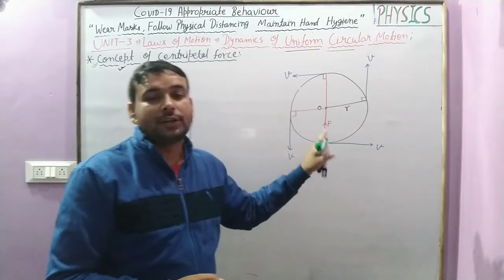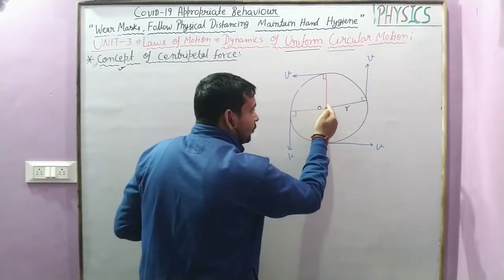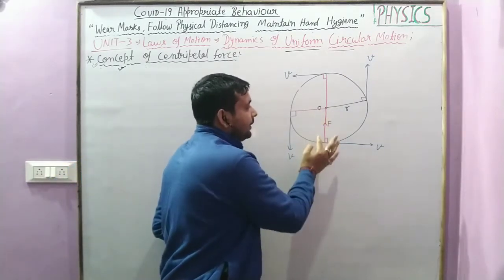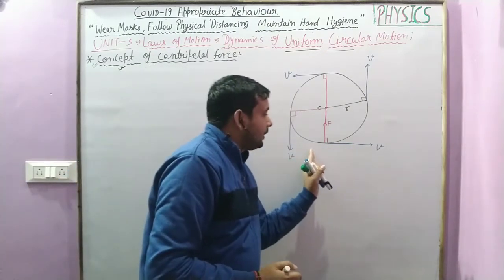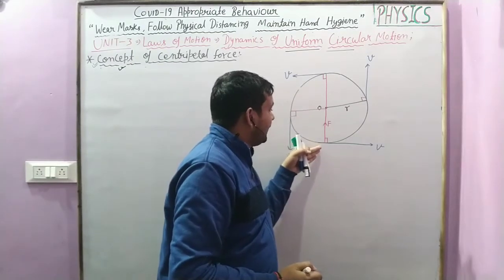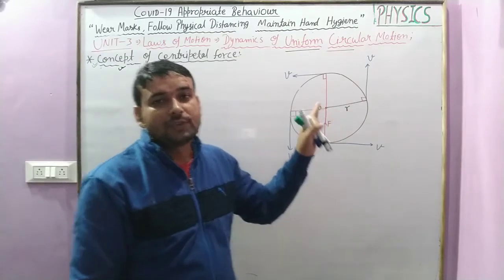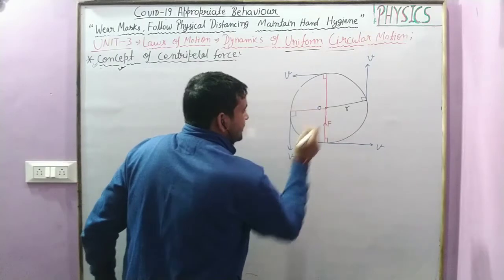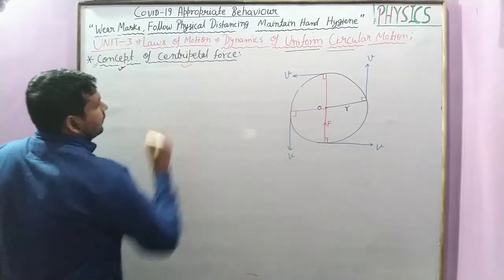So we observe that the body is always moving in the circular path due to this force, because this force always acts towards the center and along the radius of the circular path, or we say perpendicular to the tangent and along the center of the circular path. Because this force acts towards the center, this force is known as centripetal force.